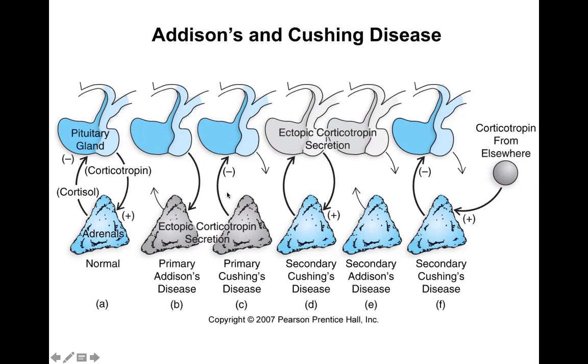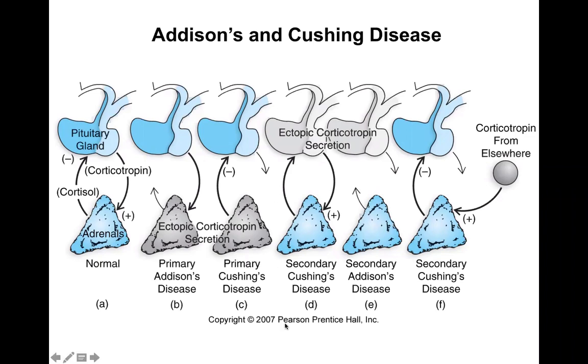Here, primary, again, is more related to the anterior pituitary, as you can see. There is excess production of cortisol in Cushing disease. Here, the adrenal gland produces the hormone in excess. As a result, the negative feedback loop is working, and as a result, ACTH is produced in low levels.